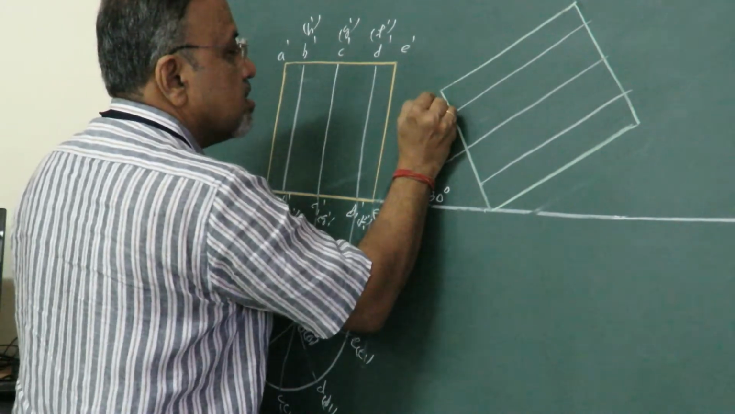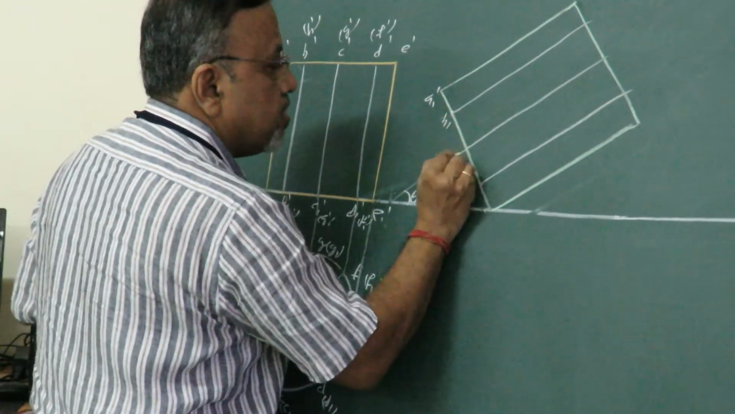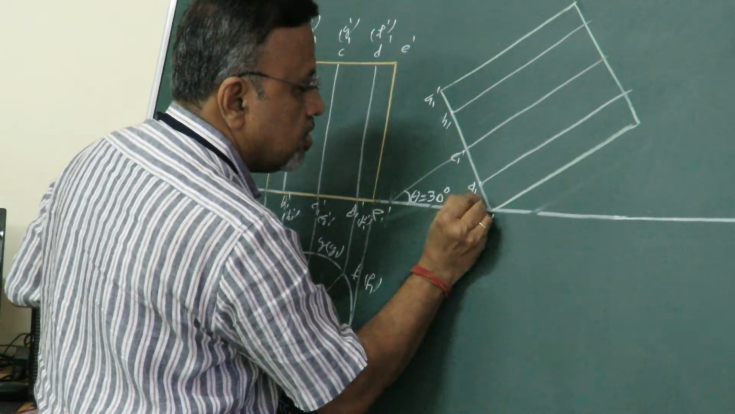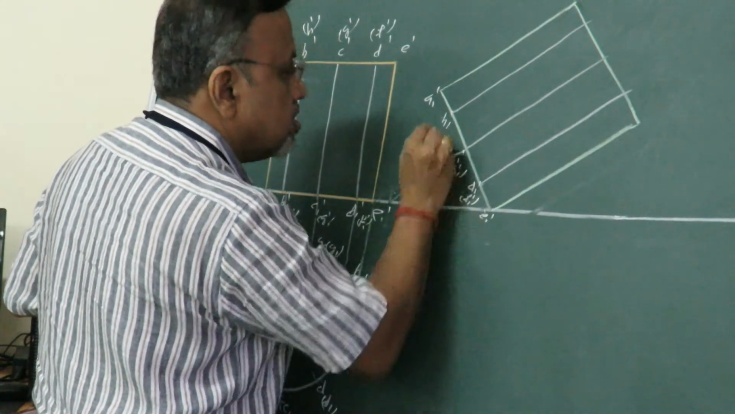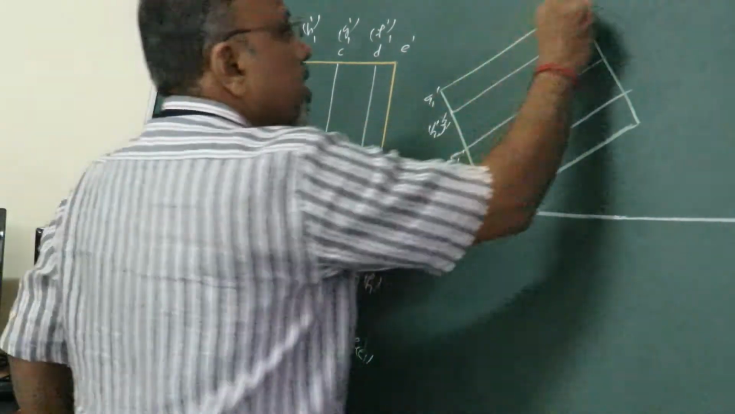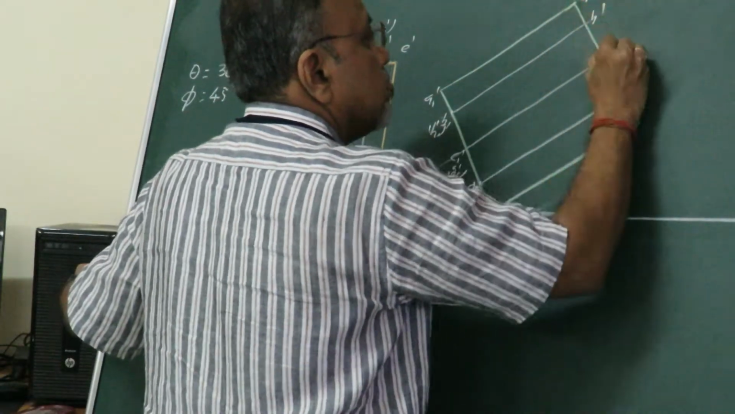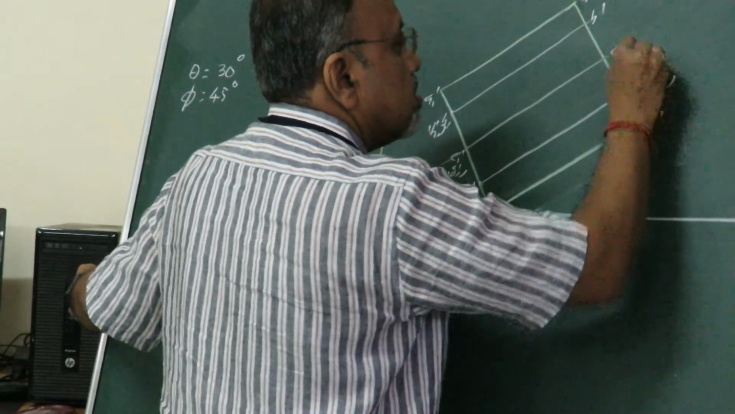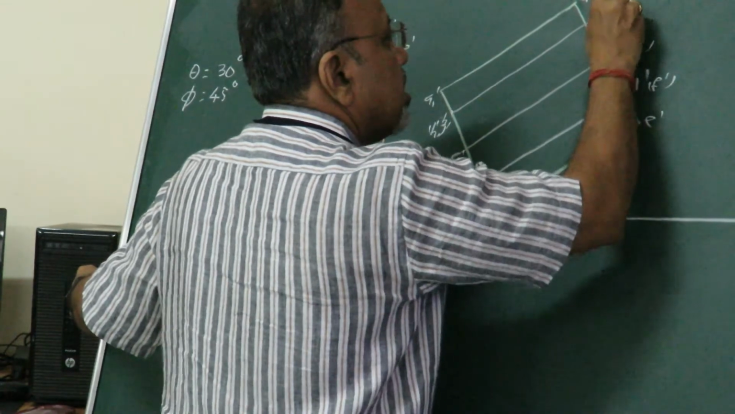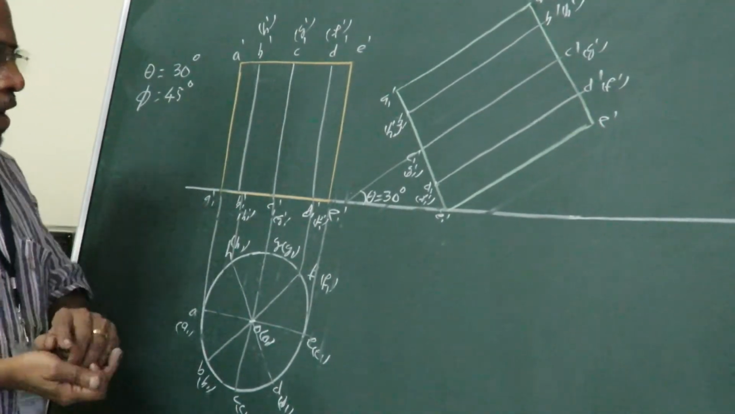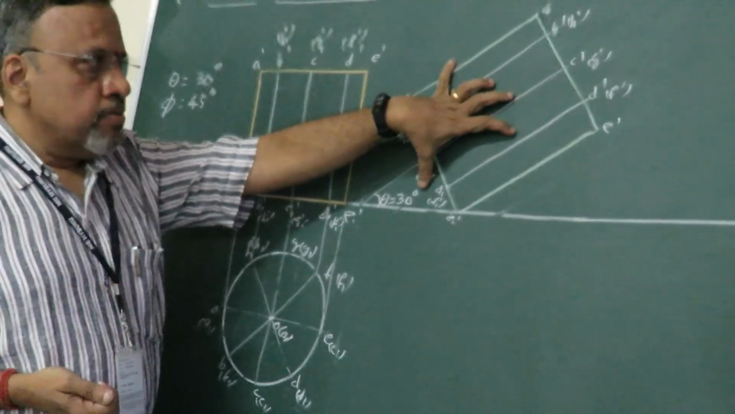So let this be A1 dash, B1 dash, C1 dash, D1 dash, E1 dash, F1 dash, G1 dash and H1 dash. Similarly, I will get A dash, B dash, C dash, D dash, E dash, F dash, G dash, H dash. Is it okay? Now we have redrawn the front view.